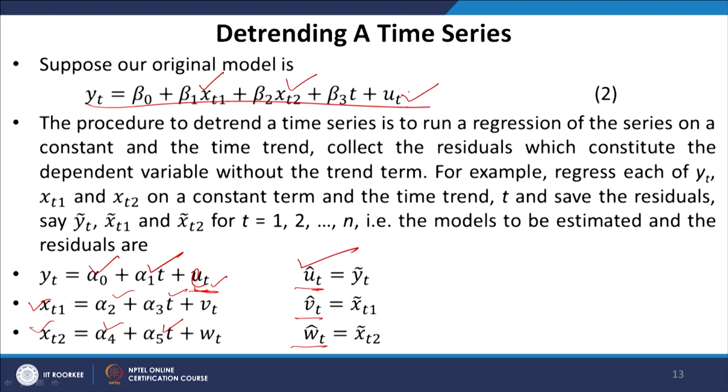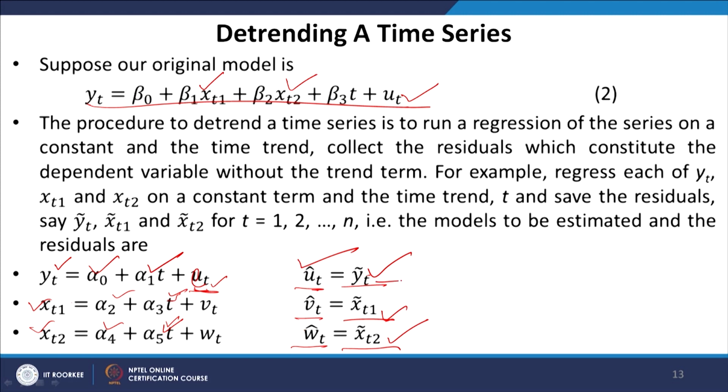But suppose I am denoting the residuals obtained as yt tilde, xt1 tilde and xt2 tilde. Why am I denoting them like this? Because in the next step, I am going to regress this residual on these independent variables. If any variable does not have a trend term, then the trend term will be insignificant, and this residual and the original will not differ much. But in case there is a trend term, it will be eliminated.